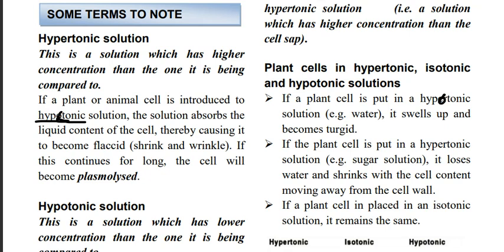So if a plant or animal cell is introduced to a hypertonic solution, the solution will absorb the liquid content of the cell, thereby causing it to become flaccid, that is, shrink and wrinkle. If this continues for a long time, the cell will become plasmolized. The solution will absorb the content of the cell because there is a lot of solute in the solution. So a hypertonic solution is a solution which contains a lot of solute.